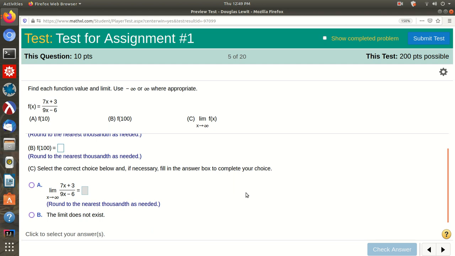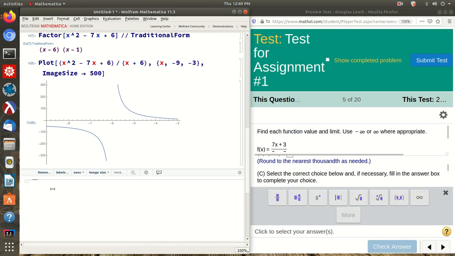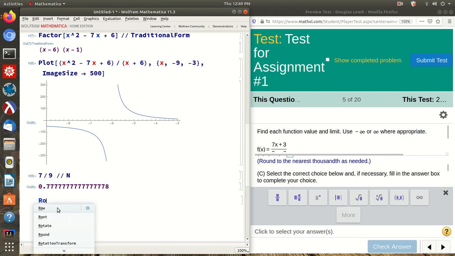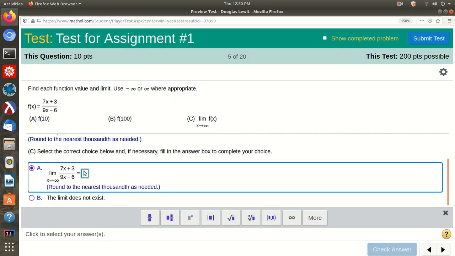So I can tell you that for C, the answer, round to the nearest thousandth is needed. I don't know why they do that. That's kind of silly. 7 divided by 9. If I want to round to 3 decimal places, that's going to be 0.778, which is really 7 over 9. The real limit is 7 over 9.